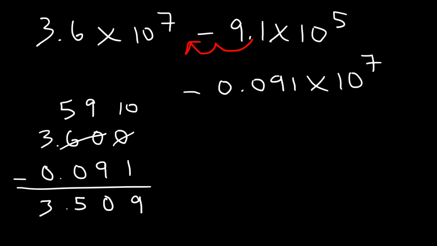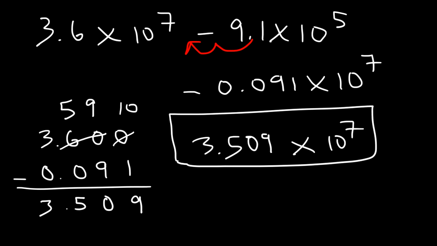If you type in 3.6 minus 0.091 in your calculator, you get 3.509. So it's 3.509 times 10 to the 7. And if 10 to the 6 is 1 million, 10 to the 7 is 10 million. 10 million times 3 is like 30 million. So this is going to be 35 million and 90,000 in standard notation.